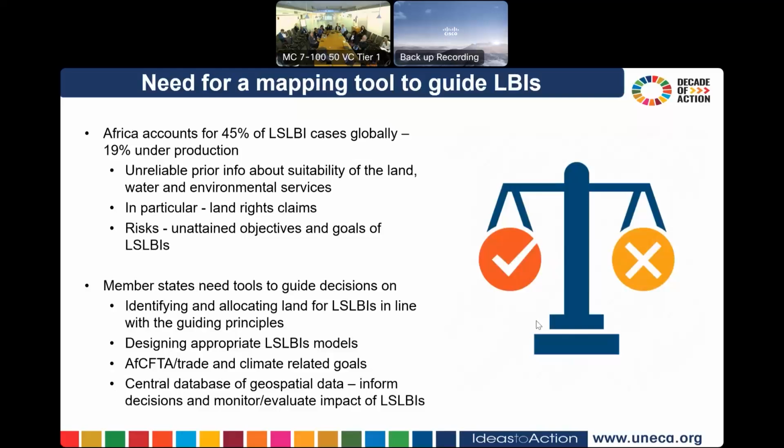We identified an attestation support tool as one of the areas to support governments in this regard, to increase the probability of them coming to production and actually being successful and profitable. At the time we did our research on LSLBIs, we had Africa accounting for 45% of the large-scale land-based investments in the world, and only 19% coming under production. That is really low, especially when you have acquired the land and you're not producing anything on it. You've moved people in some cases.